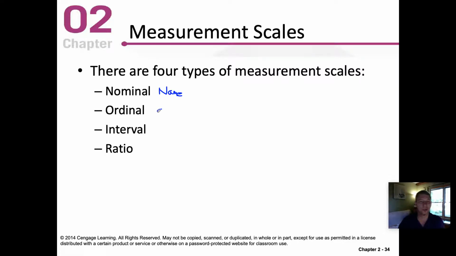In an ordinal scale, it's simply ordered. All right, and so you put the tallest people on one side and the shortest people on the other.